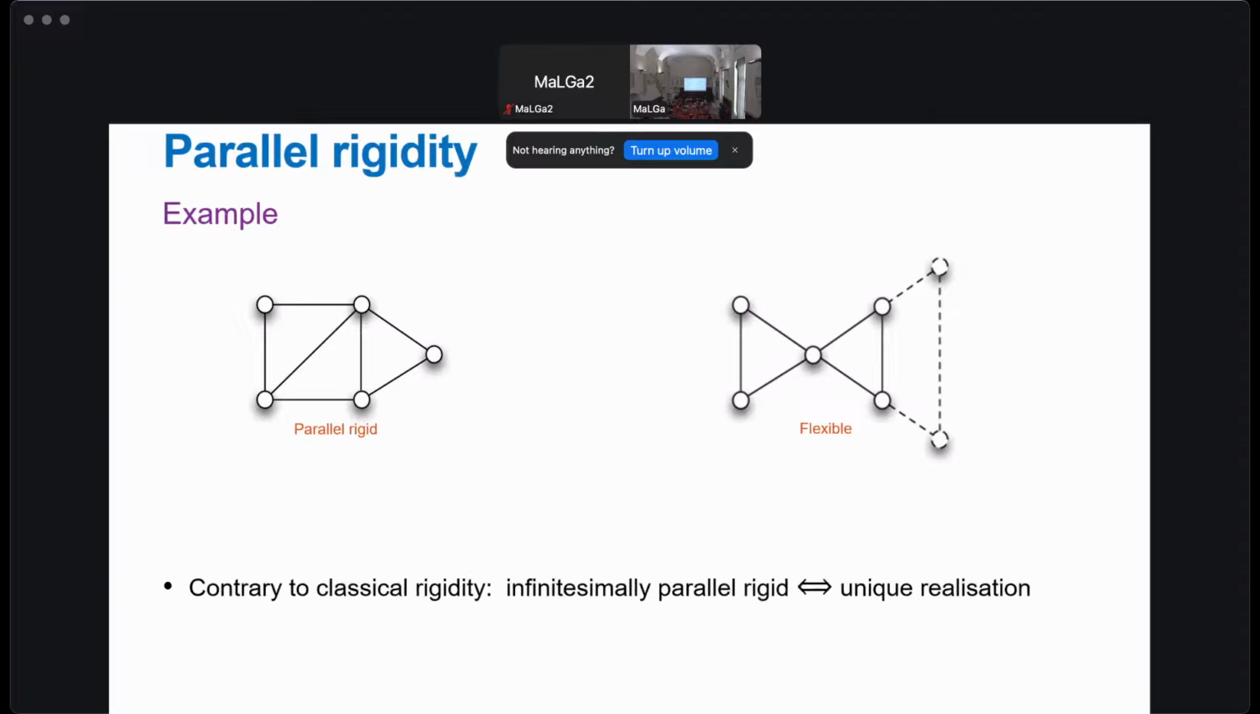Contrary to classical rigidity, the distance rigidity, for parallel rigidity the local property is also global. So infinitesimal parallel rigidity is equivalent to global rigidity, which means unique realization. So whereas in distance rigidity we have two notions of rigidity, local and global, in parallel rigidity there is just one notion of rigidity.